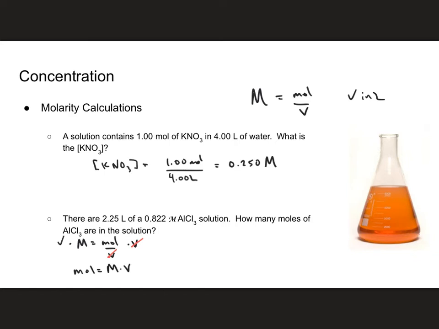That's going to be, let's see here, our molarity is 0.822 molar, and our volume was 2.25 liters. Okay, and once again, to three significant figures, 0.822 times 2.25. Okay, we got to round this properly. We get 1.85 moles, right? Since we're solving for moles, we know that's moles.